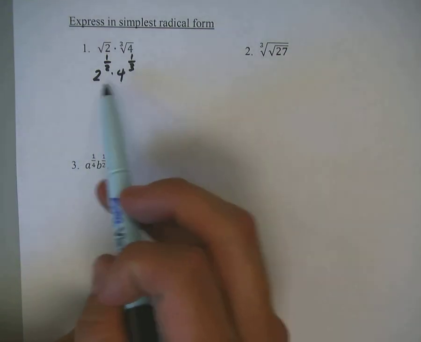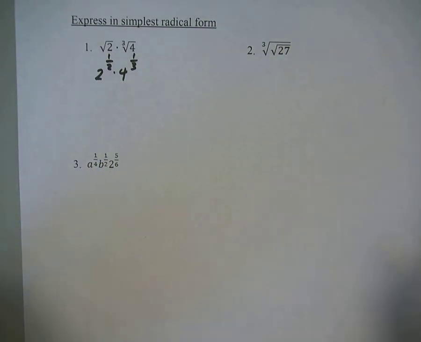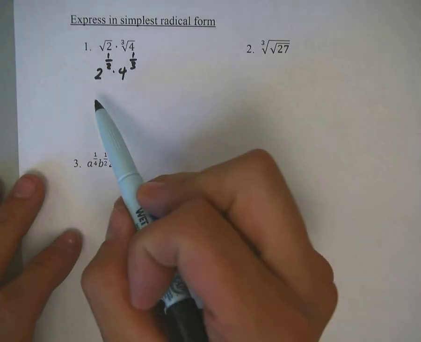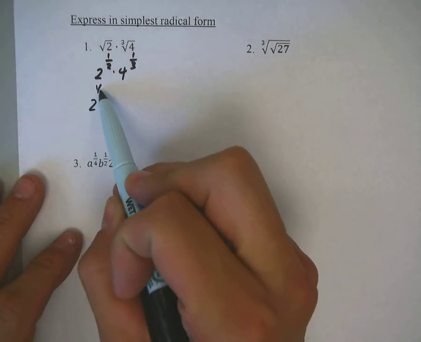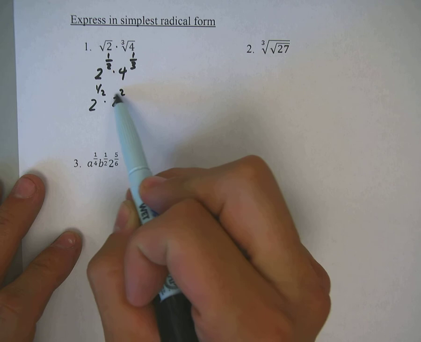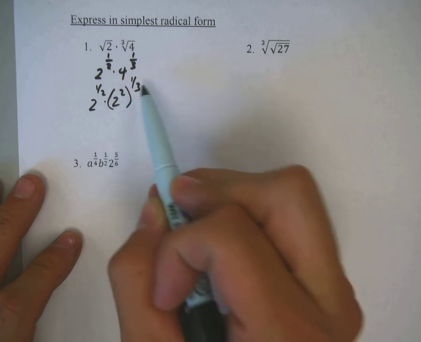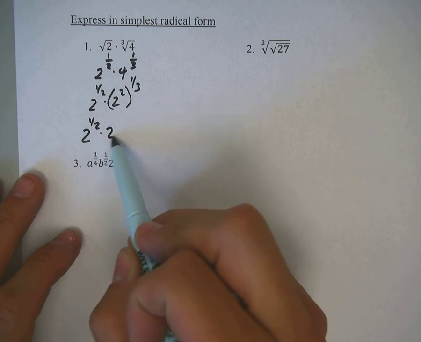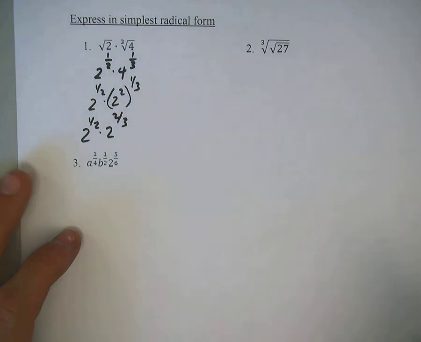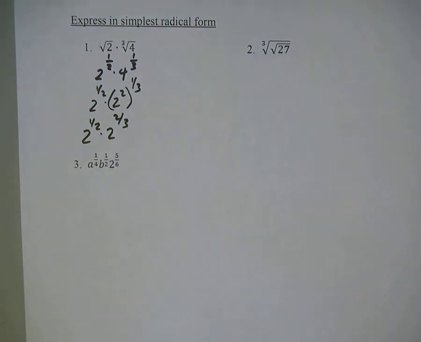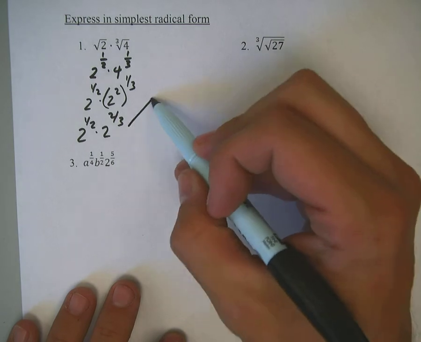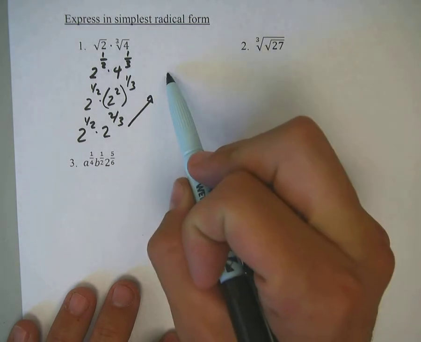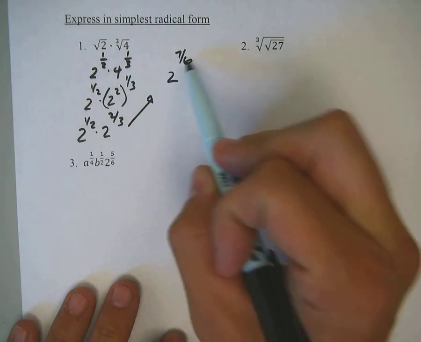Is there a way for me to combine these together? Yes, there is. I could rewrite 4. 4 is the same thing as 2 squared. So I get 2 to the 1/2 times 2 to the 2/3. And then I would add 1/2 and 2/3. And if I did that, I'd end up with 2 to the 7/6.